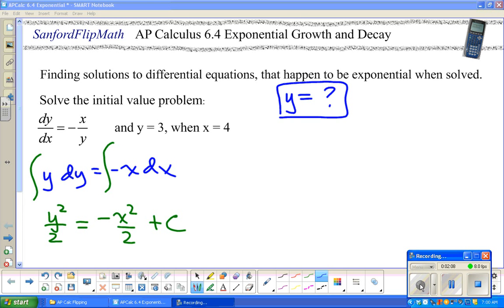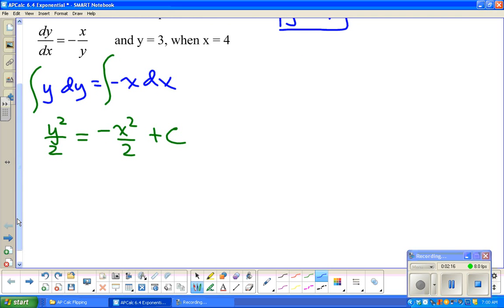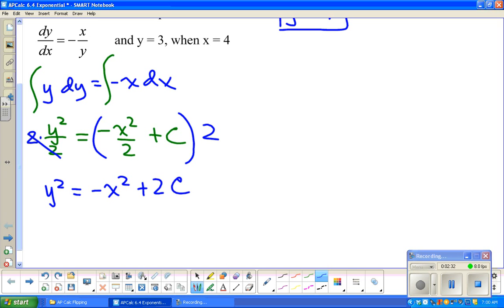And at this point, we need to solve this thing for y. And as it stands right now, it's got y squared and some other stuff going on. And honestly, I don't really need these fractions here anyway. So I'm going to multiply both sides by 2. And something's going to come up here that you're not going to like. And I'm going to apologize for it, but it's part of calculus.